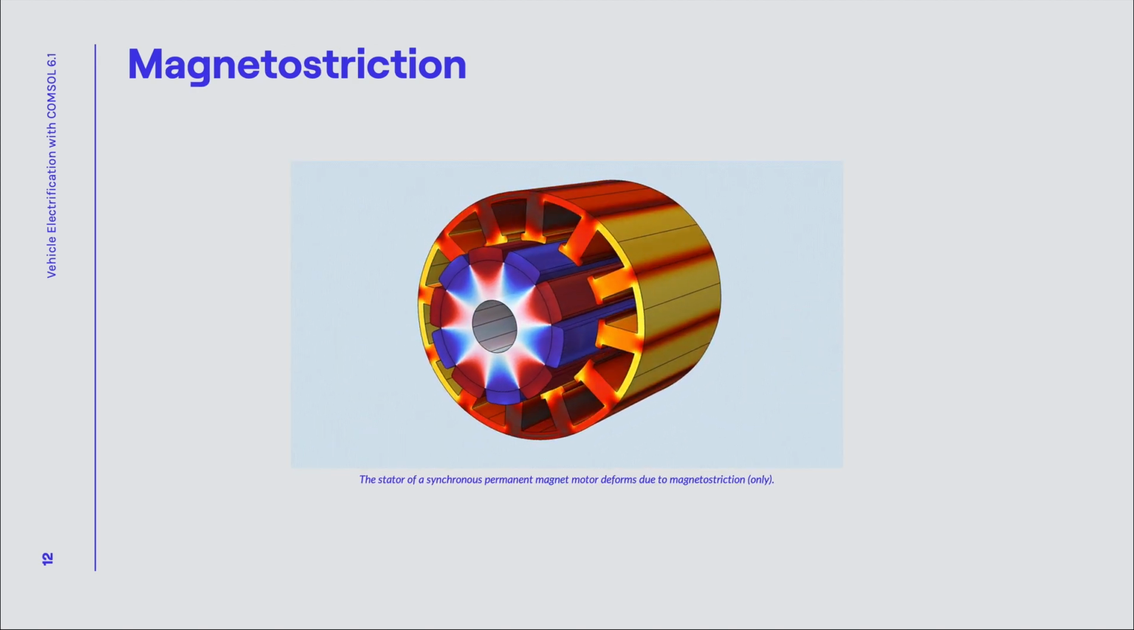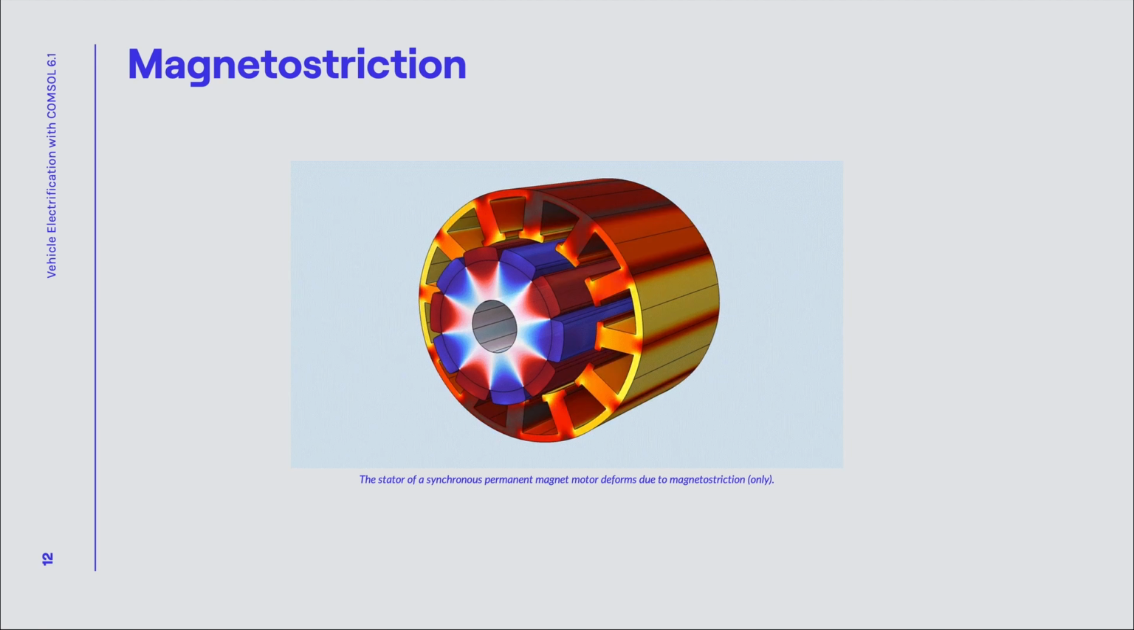Magnetostriction is also available. When you are walking through the street and walk by a transformer station, you can hear that humming noise coming from the device. That's the magnetostriction causing the humming noise, and that's also possible to model and simulate in COMSOL Multiphysics.